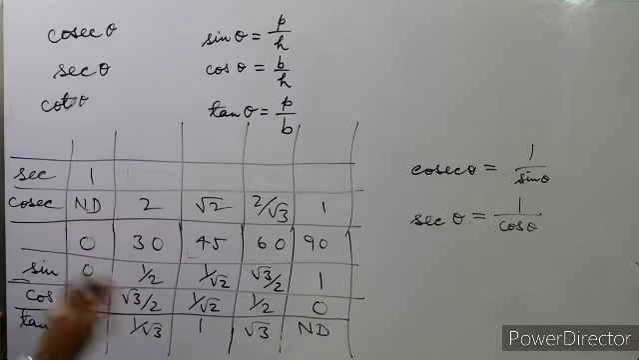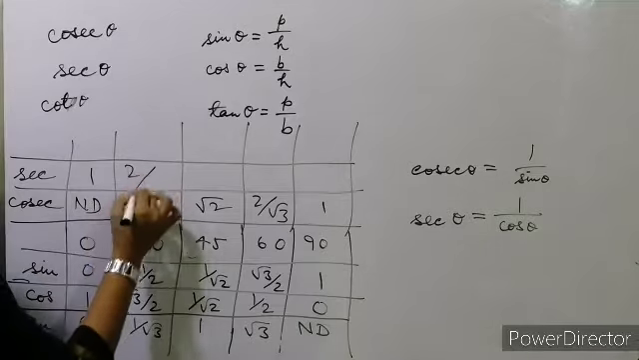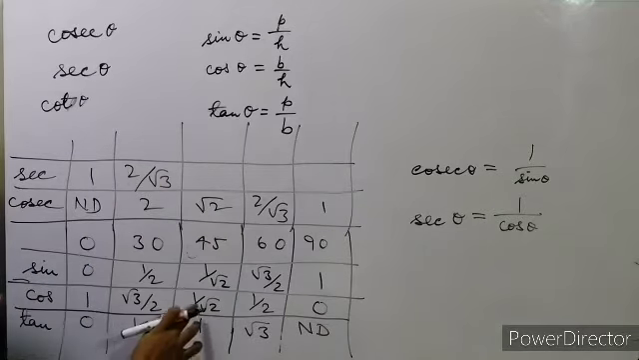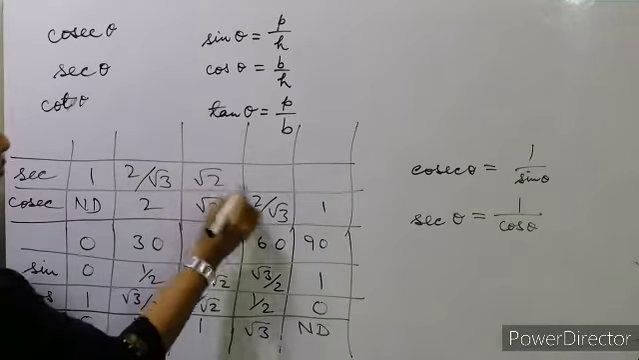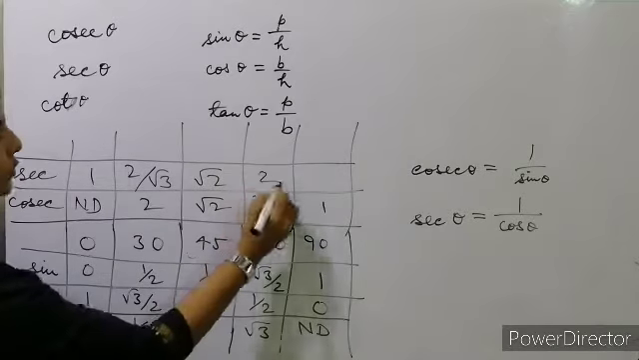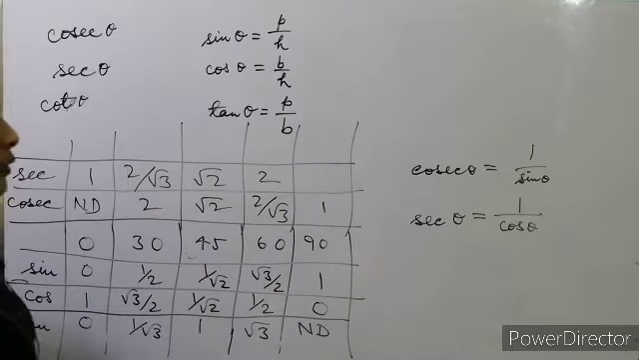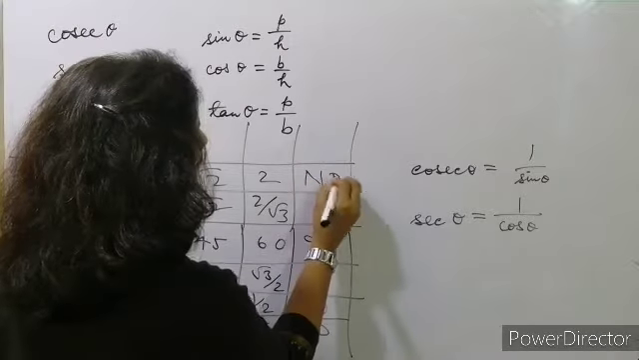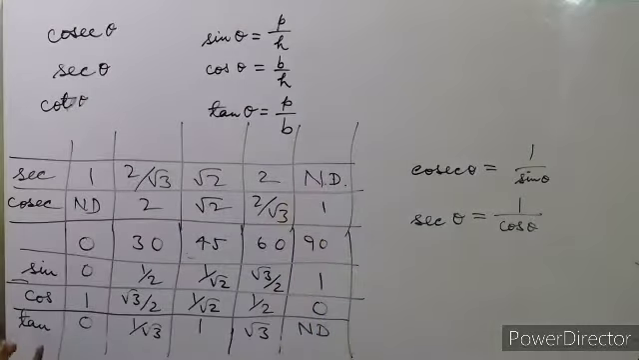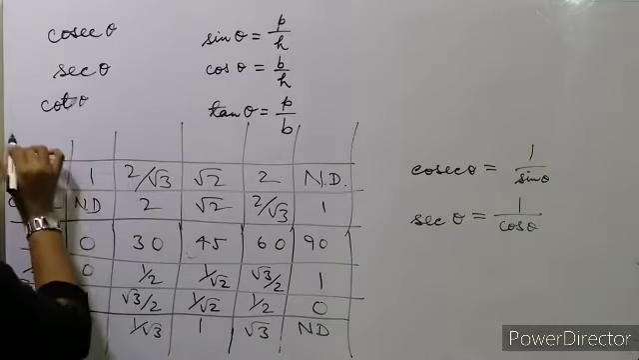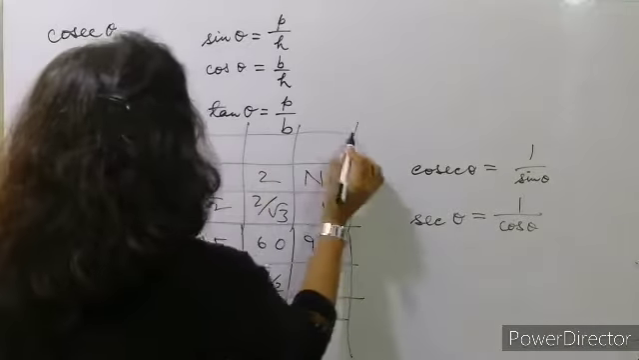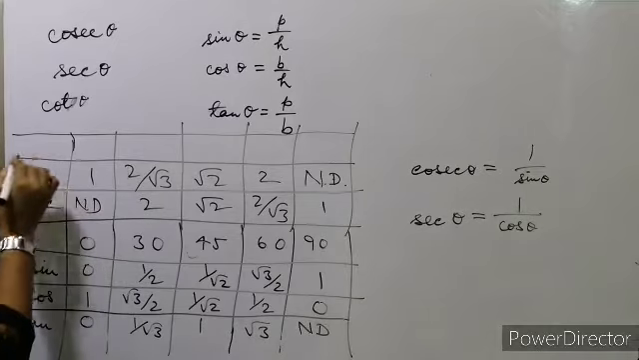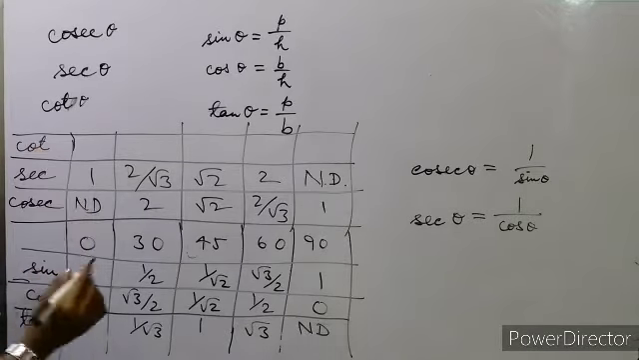Root 3 upon 2. So what will this be? 2 upon root 3. 1 upon root 2. It will be root 2. 1 upon 1 by 2, 2. 0. So 1 upon 0 what will it be? Again not defined. Yes. Okay? Because 1 upon 0 we cannot find out the value of 1 upon 0. That is not defined.